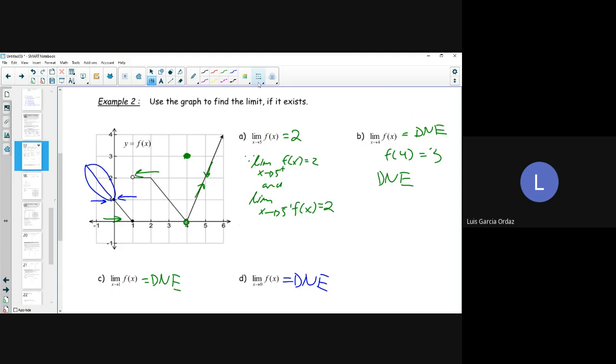And for B, I made a mistake. I just caught myself. This was my mistake. So this is in fact 0, and the reason being is because as we approach it from the right, it actually approaches 0, and when we approach it from the left, it also approaches 0, but there's also a random point, f at 4 is equal to 3. However, the limit does exist because when hitting 4 from the right or from the left, you're approaching 0.